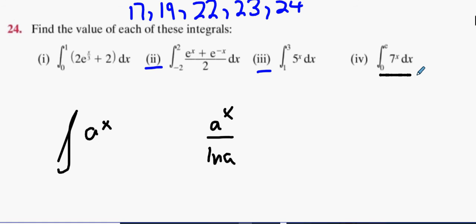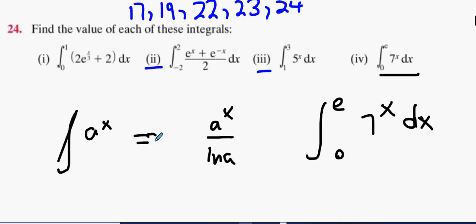And the upper power is e. So the integral of e, 0 to e, ln x dx. The integral of a to the power of x is a to the power of x over ln a. So what do you reckon, Oscar?